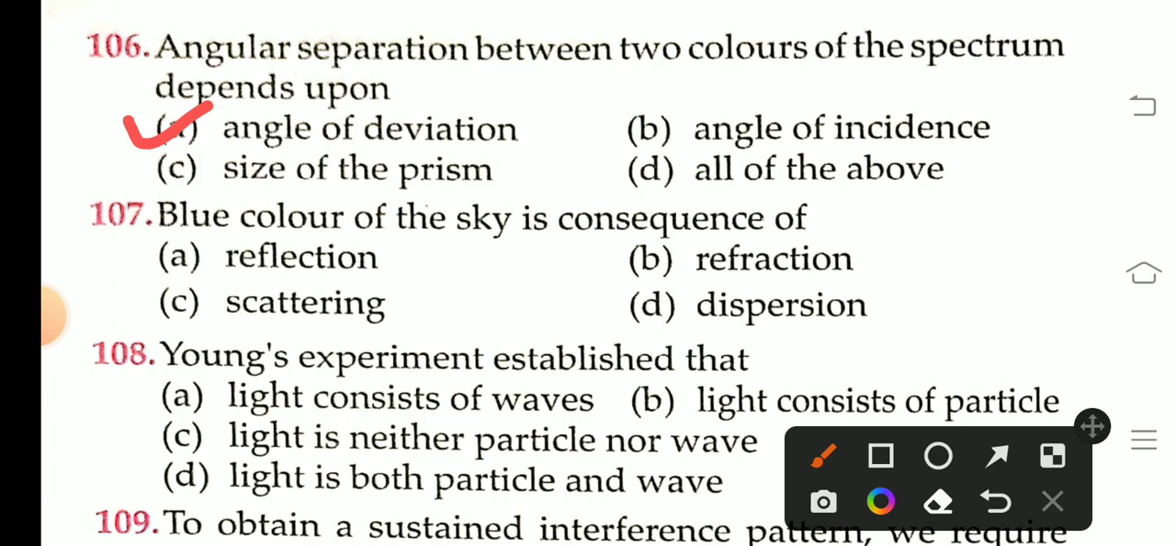Next, blue color of the sky is a consequence of. Right answer will be option C. Scattering.